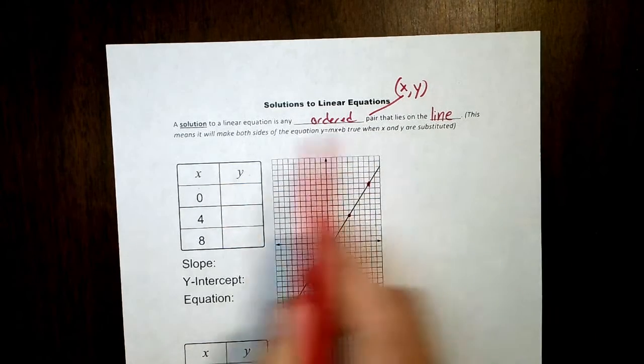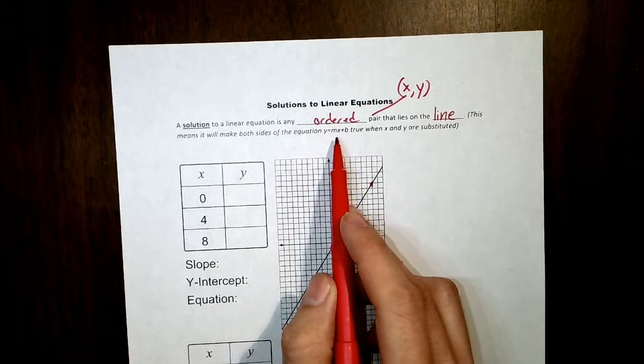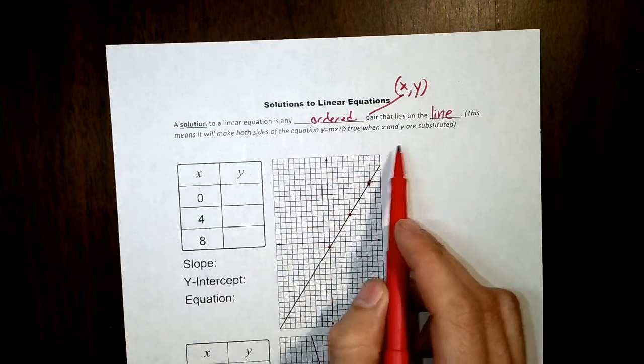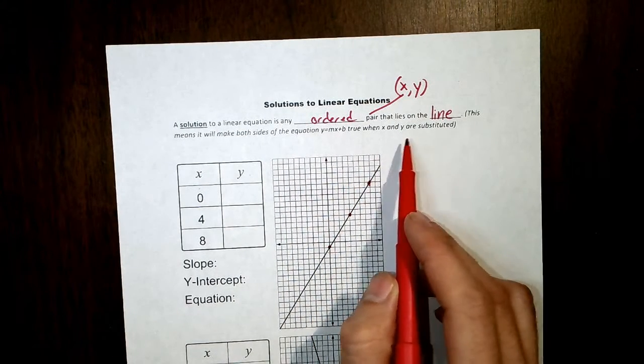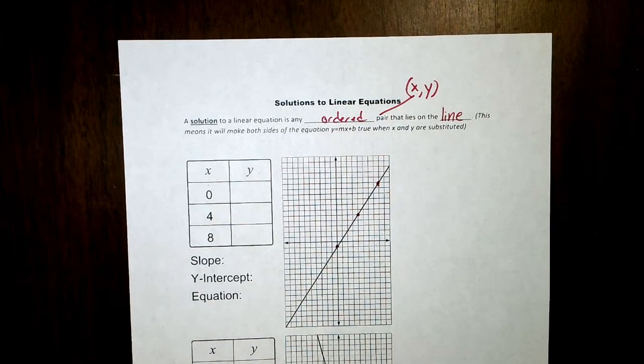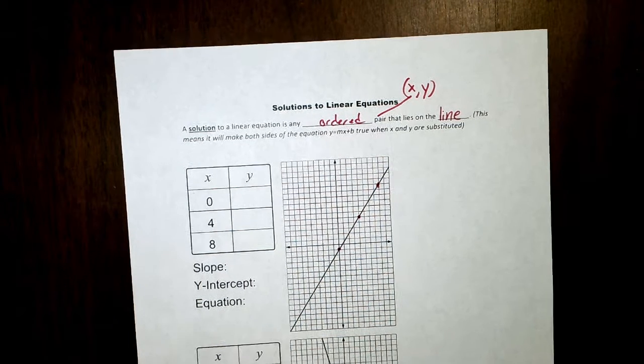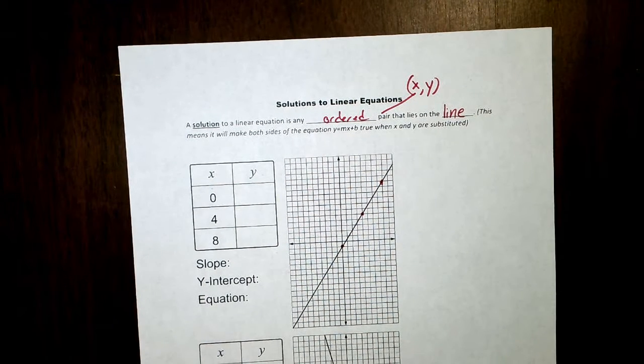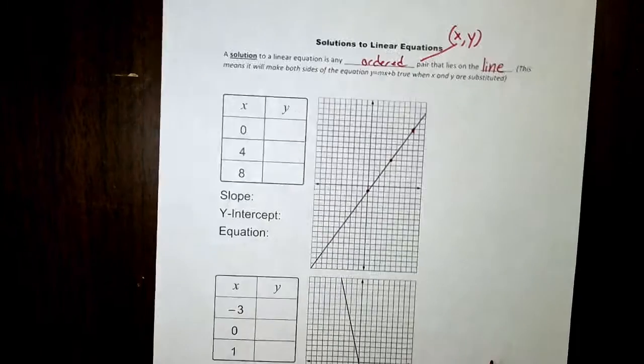This means that it will make both sides of the equation true when x and y are substituted. We're going to see what that means, but when we replace, like on our formula, y equals mx plus b, if we know m and we know b, and we know x and y, we just want to make sure they're balanced, just like we did when we were solving equations.